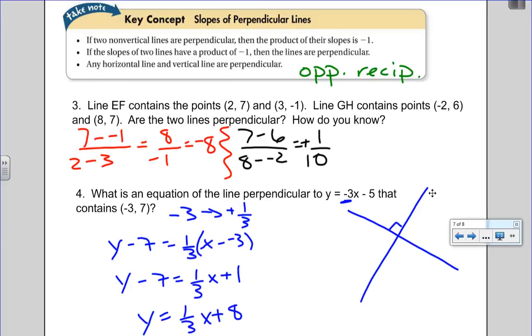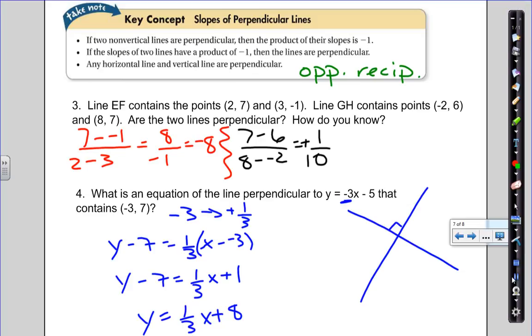The first section is getting you to understand how equations work. So hopefully all of that made sense. Make sure you take good notes, and I'll see you in class.